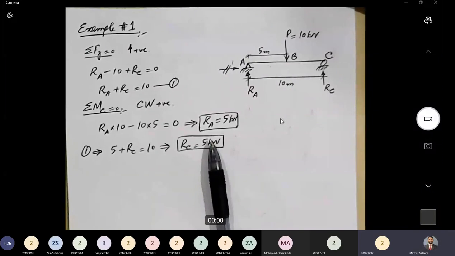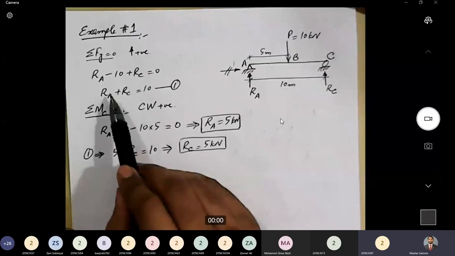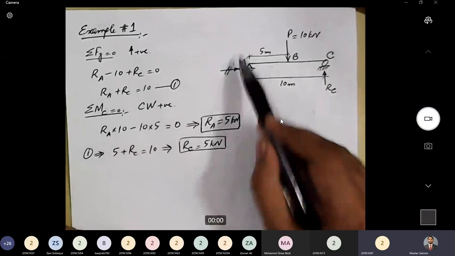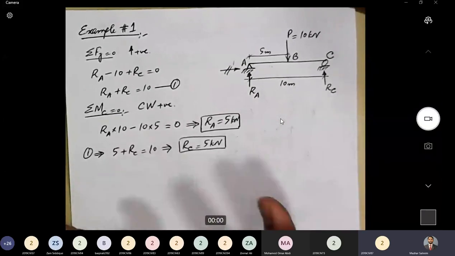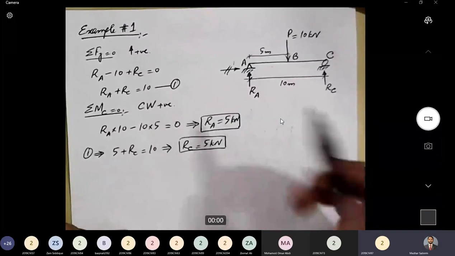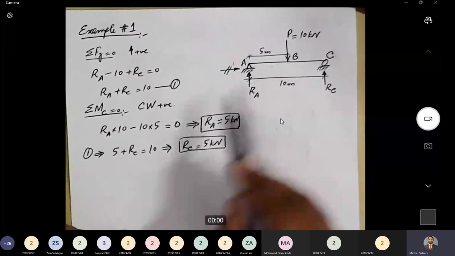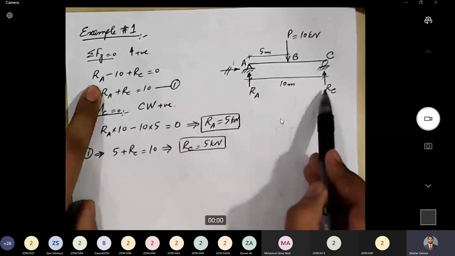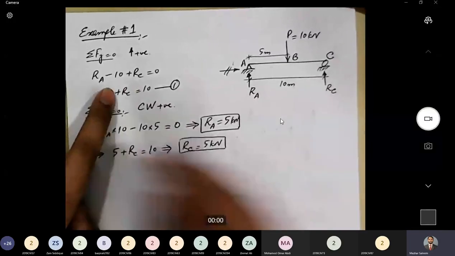Where did the minus 10 come from? Minus 10 is the externally applied force. When we will be calculating reactions, we will consider all the forces acting on the system. I hope in your basic mechanics you have studied the topic of equilibrium. All right. So how many forces are there? RA, RC, and 10. Our convention is upward positive. RA is upward, so it is positive. RC is upward, so it is positive. 10 kilonewton is downward, so this is negative. All right.